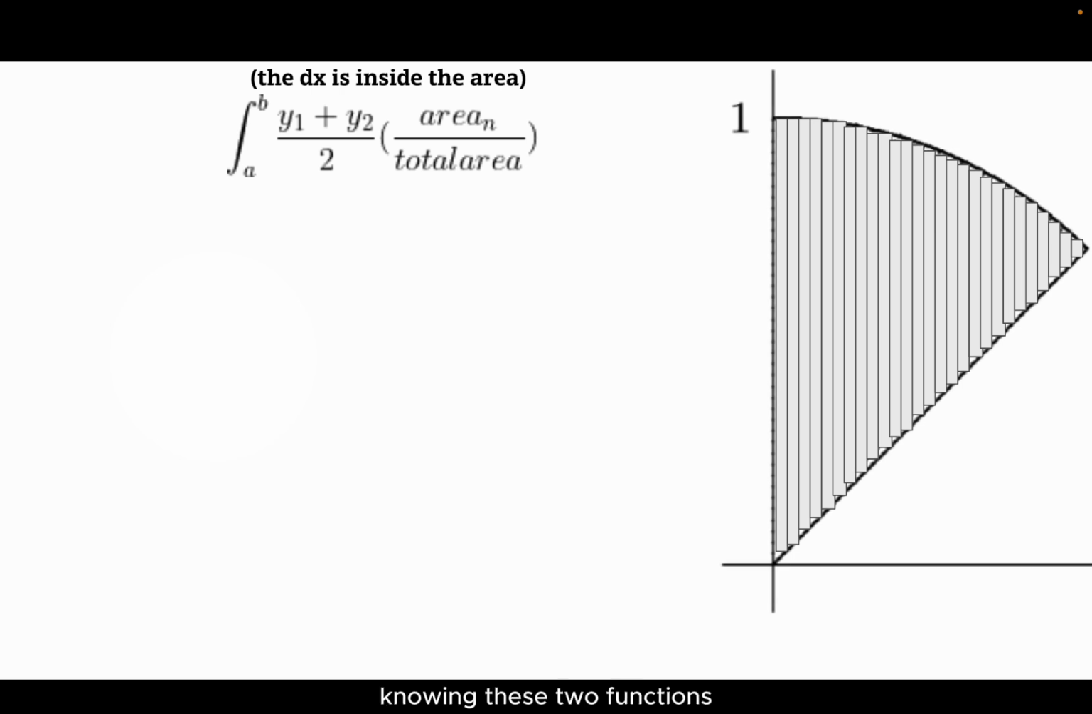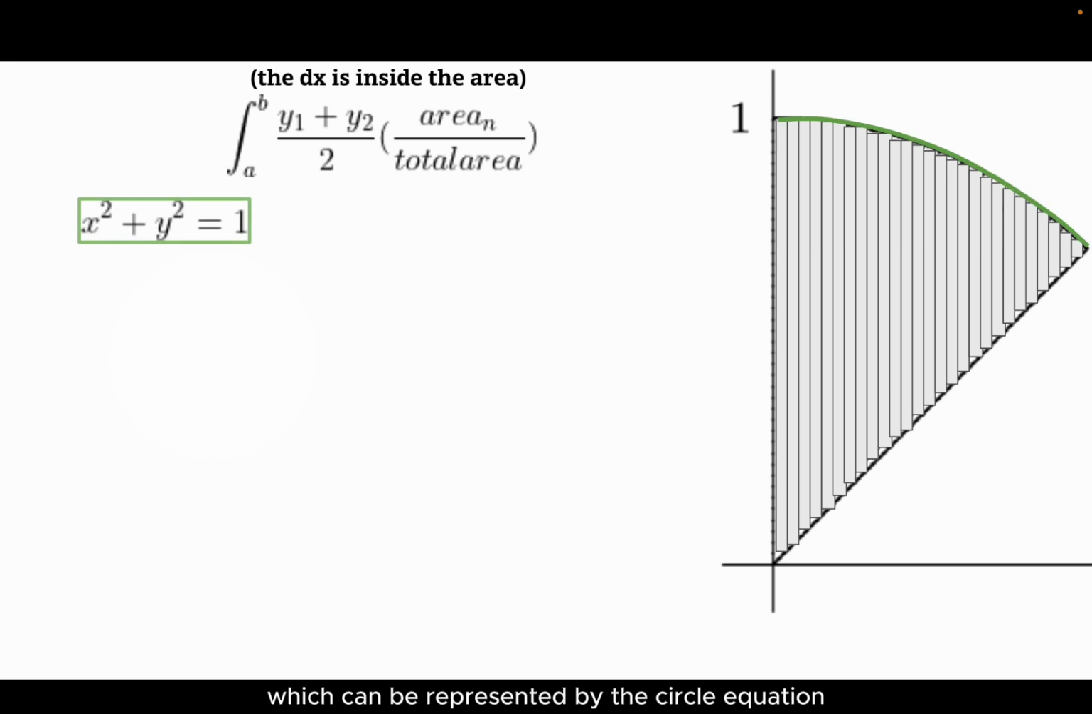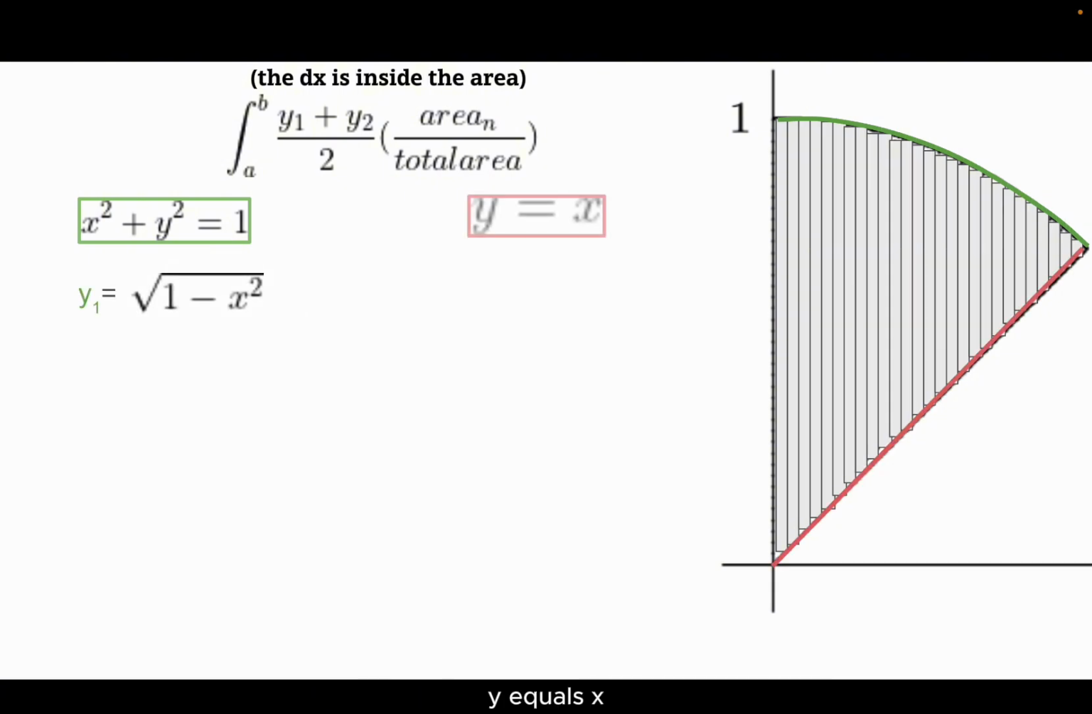Knowing these two functions, we have the unit circle, which can be represented by the circle equation of radius 1, x squared plus y squared equals 1. If we try to solve for y, we would get the square root of 1 minus x squared. And our second function is a simple line, y equals x.